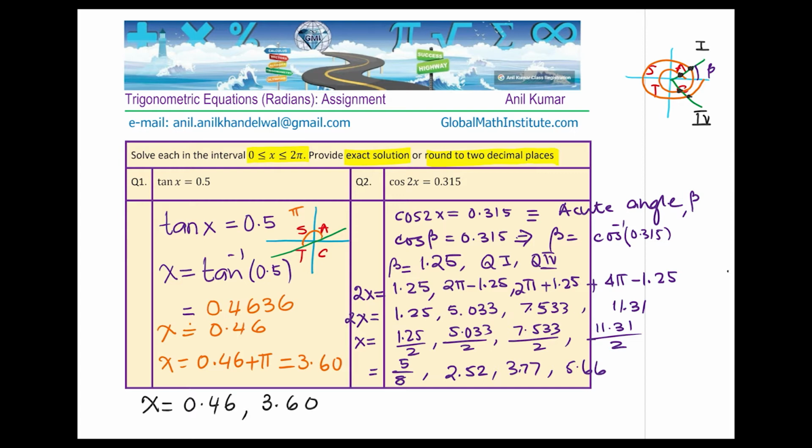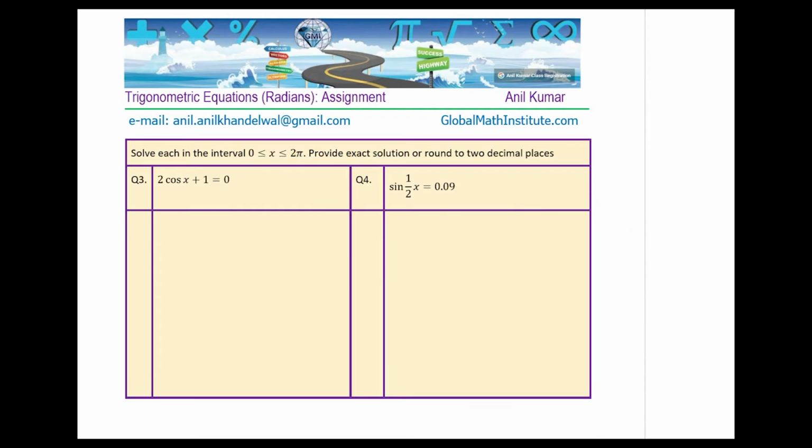Now, this is one way of doing it. There's an alternate way. That means we could have added the period also. However, we'll understand this method for this particular solution. Now, here are question number 3 and 4, which you need to solve. You can actually pause the video, answer the question, and then look into my suggestion.